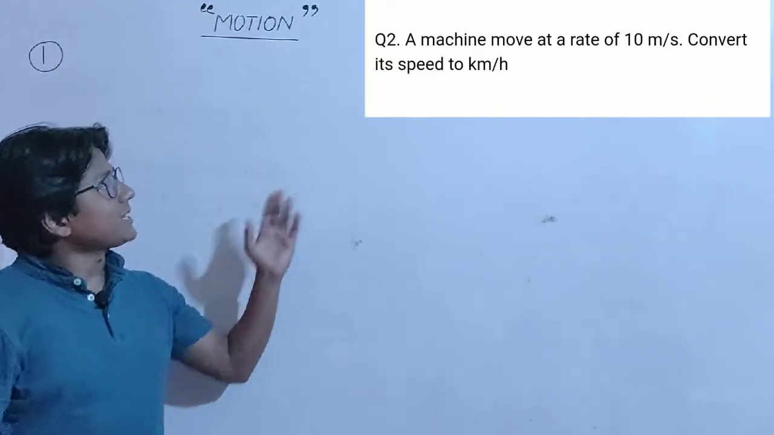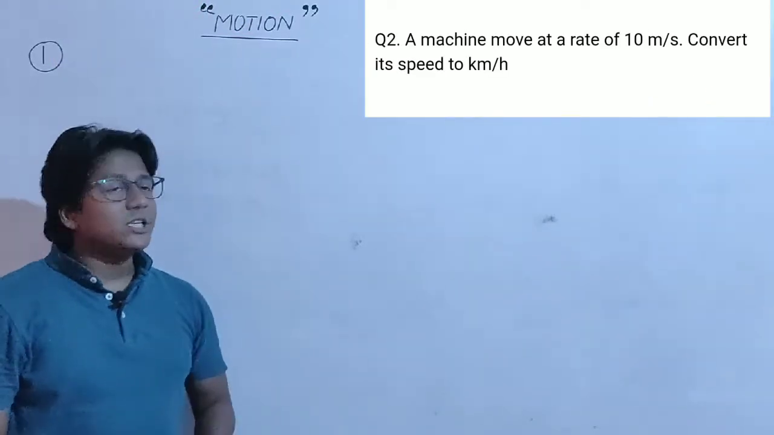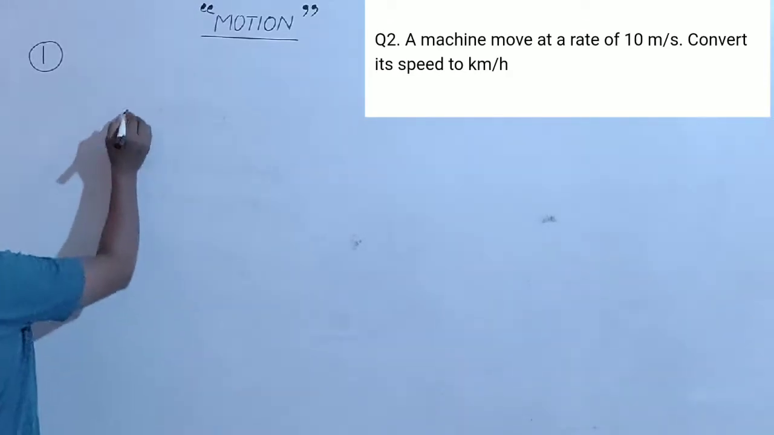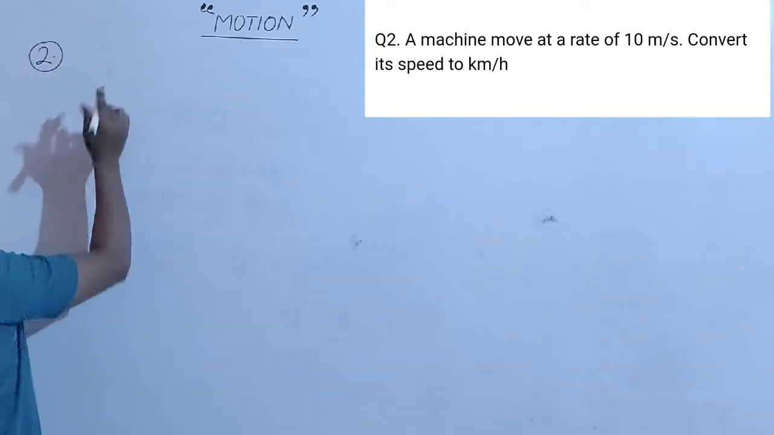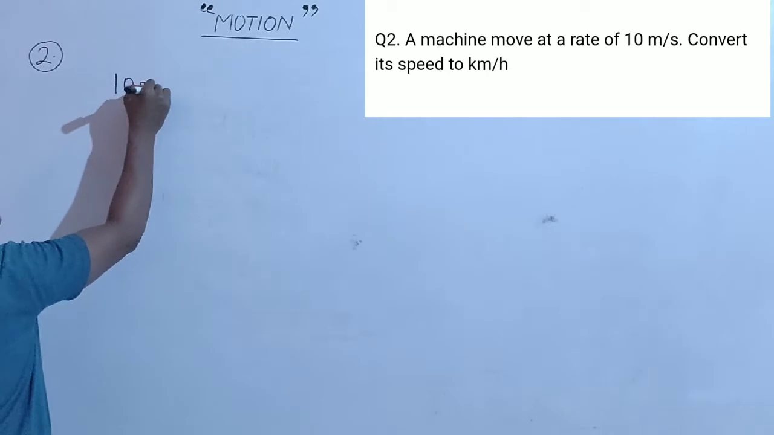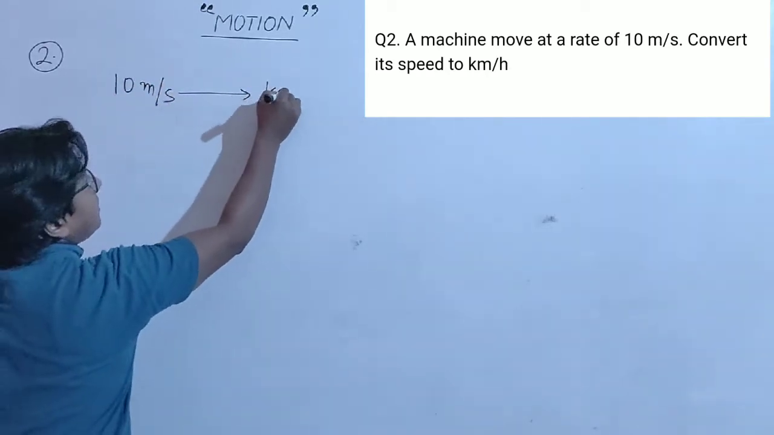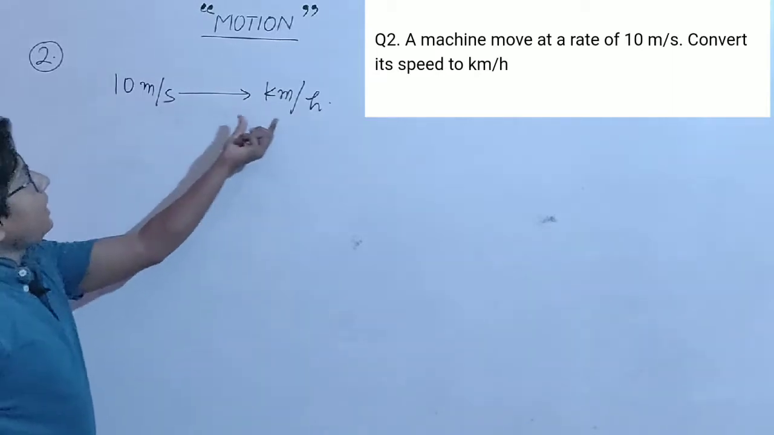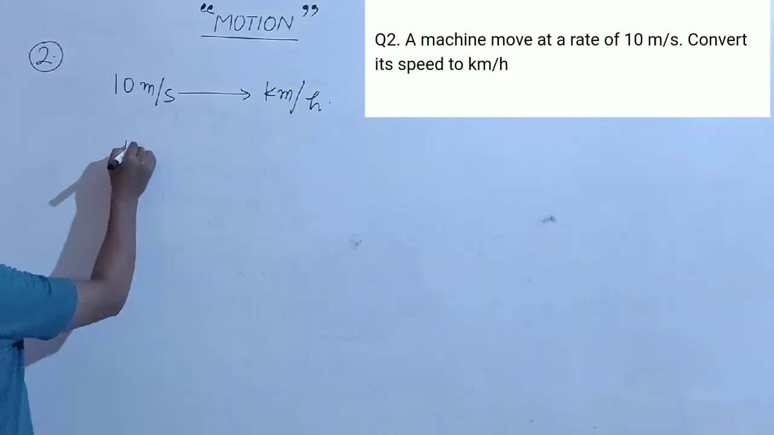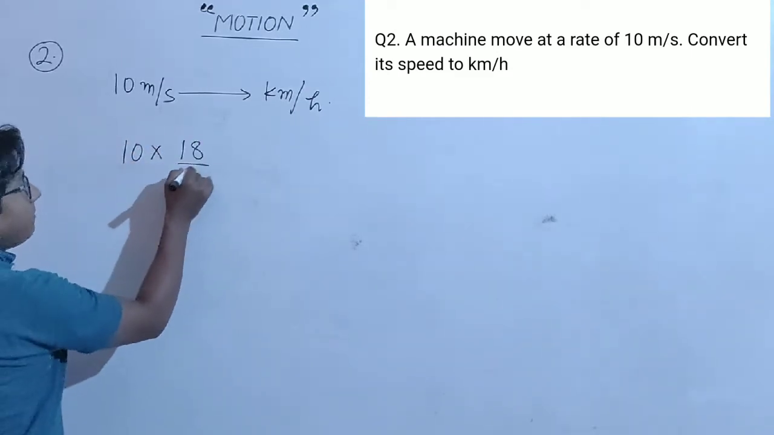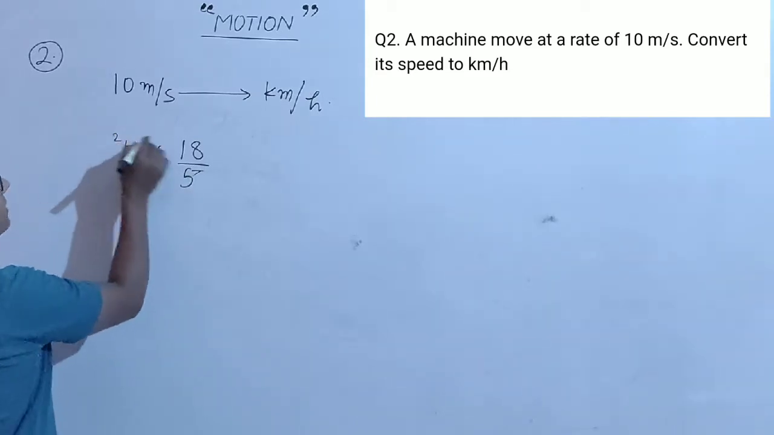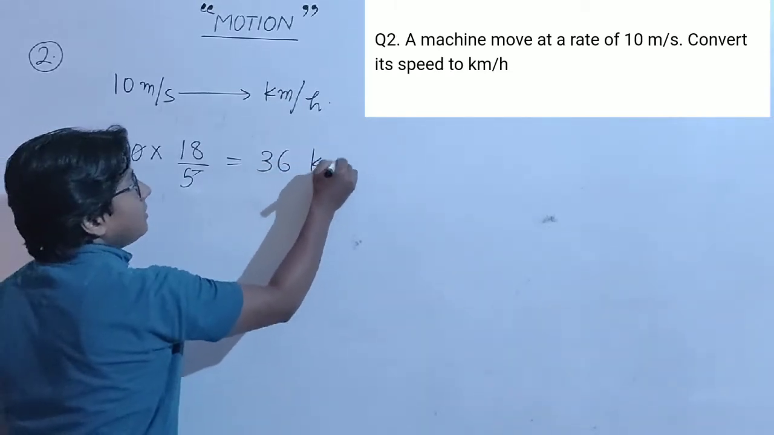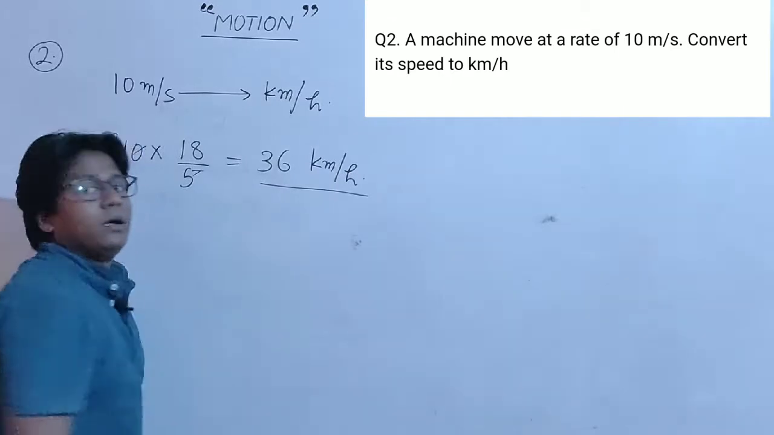So our second question, it is saying convert the speed that is 10 meter per second into kilometer per hour. So it is asking, question number second, convert 10 meter per second into kilometer per hour. So you know what we have to do? We have to multiply by 18 upon 5. So multiply 10 into 18 by 5, 5 two times, 18 twos are 36, that will be kilometer per hour. So it is your answer.